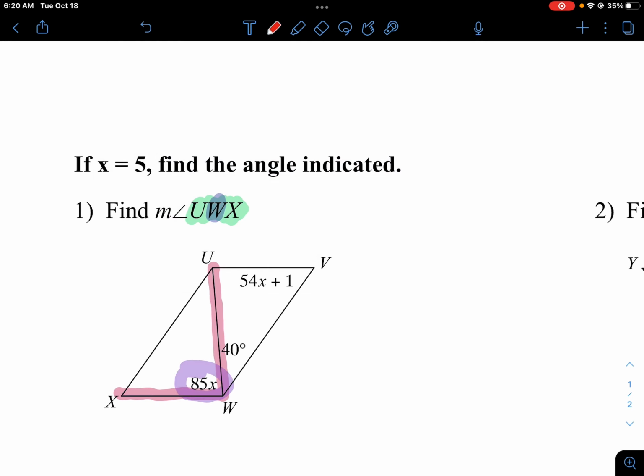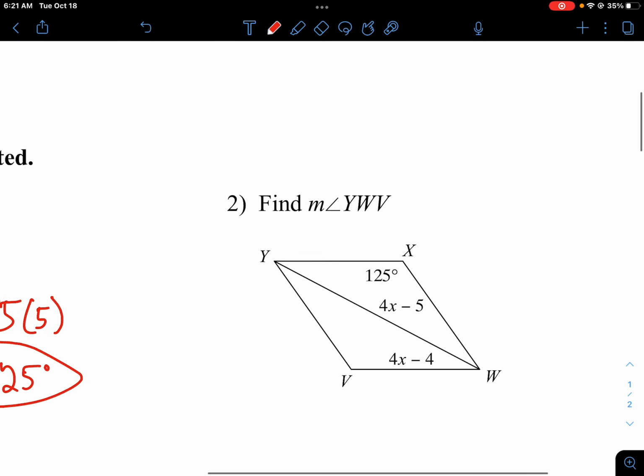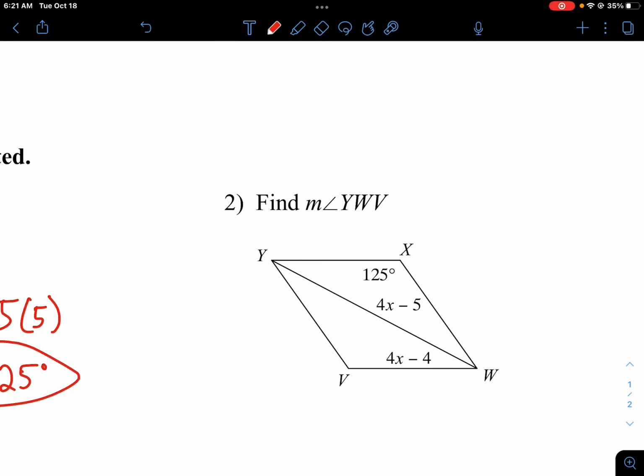So 85x. So it says if x equals 5, find that angle. So just plug in 5 for x. So 85 times 5, and I don't know, I think it's 425. Okay, and that's it. And go to the second one.